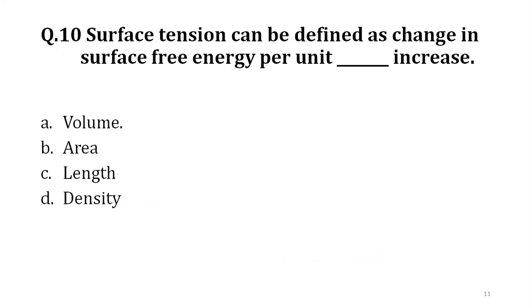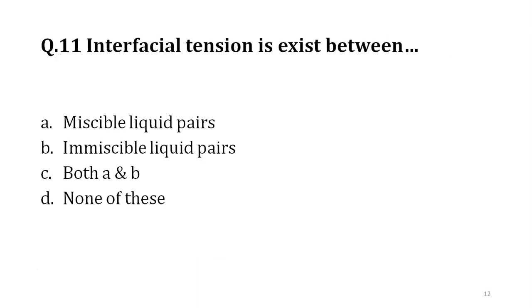Next, the surface tension can be defined as the change in the surface free energy per unit dash increase. Option A, volume; option B, area; option C, length; and option D, density. So the correct answer is B, area. Under the heading of surface free energy, the surface tension can be defined as the change in the surface free energy per unit area increase. So option B is correct.